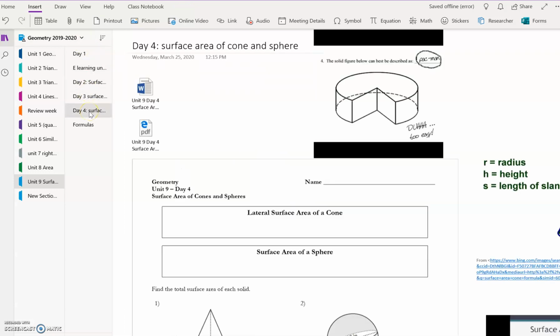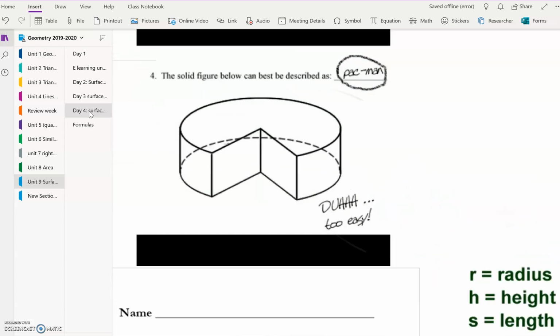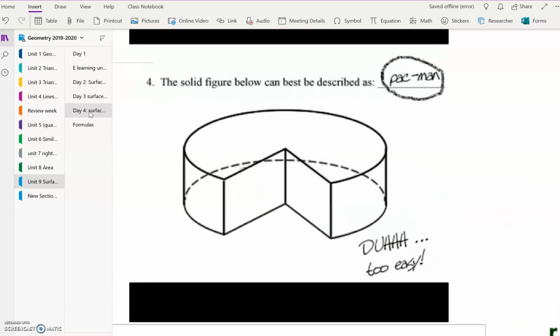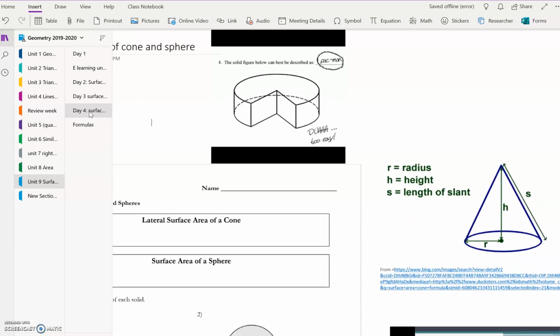Our math meme of the day, I'm going to zoom in on our meme. It says the solid figure below can best be described as a Pac-Man. So a little Pac-Man humor there.